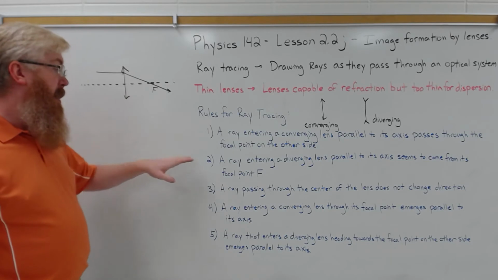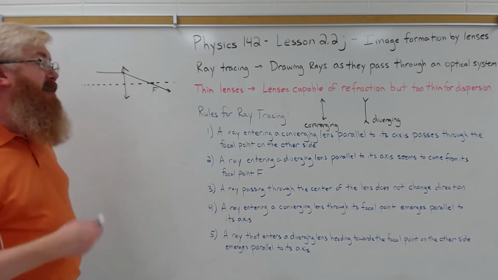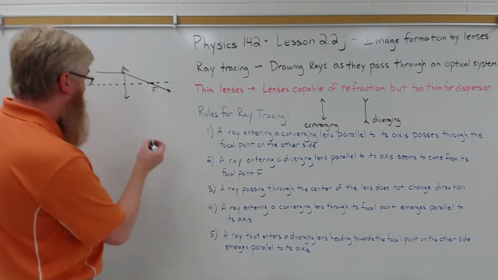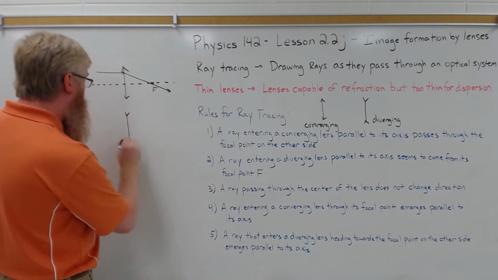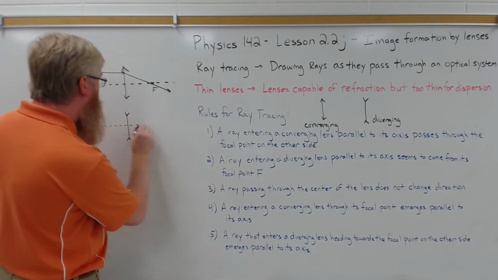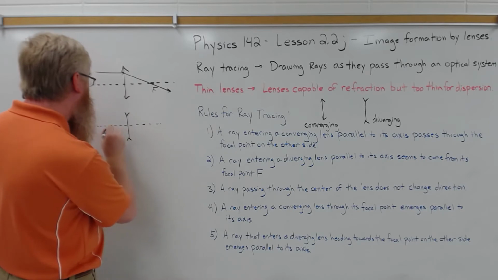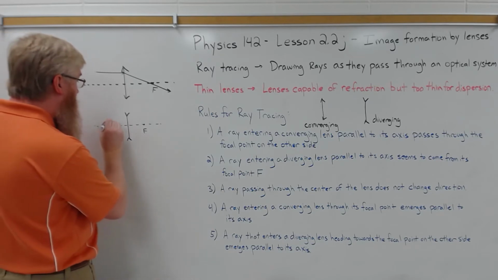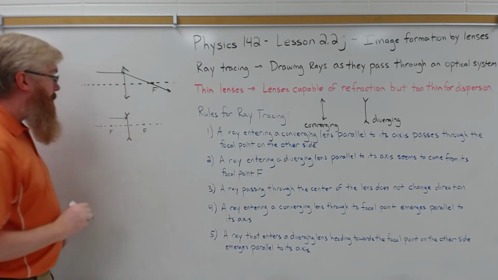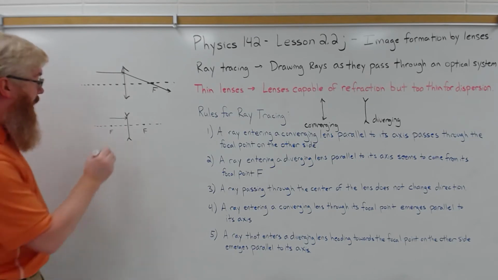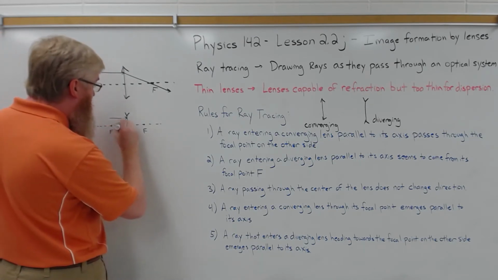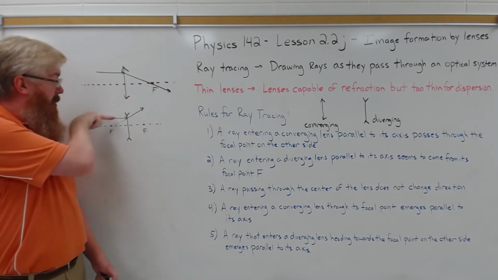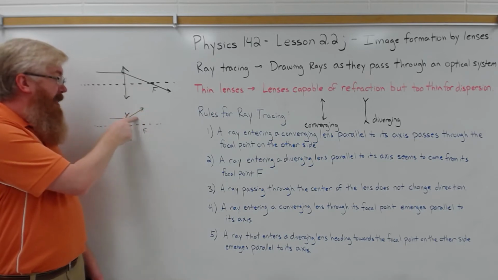That's step 1. Step 2, a ray entering a diverging lens parallel to its axis seems to come from its focal point F. So here's a diverging lens with its optical axis, and here are the focal points on either side. If I have a parallel beam coming in, it appears that it's coming from the opposite focal point. So this is what will end up happening, right? A parallel beam will emerge as if it's coming from the focal point.